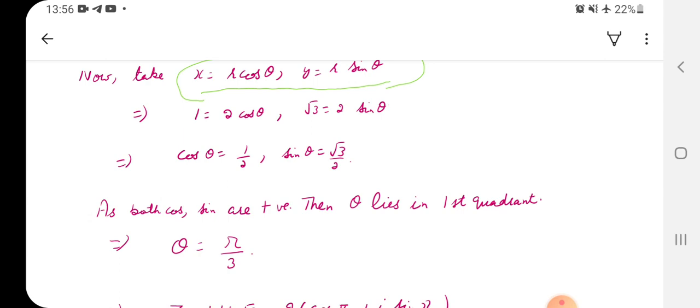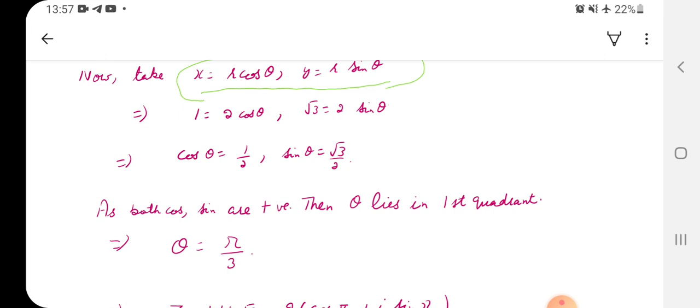45 degree equals pi by 4 radians. 60 degree equals pi by 3 radians. And 90 degree equals pi by 2 radians. So this you must know, right, to get the value.